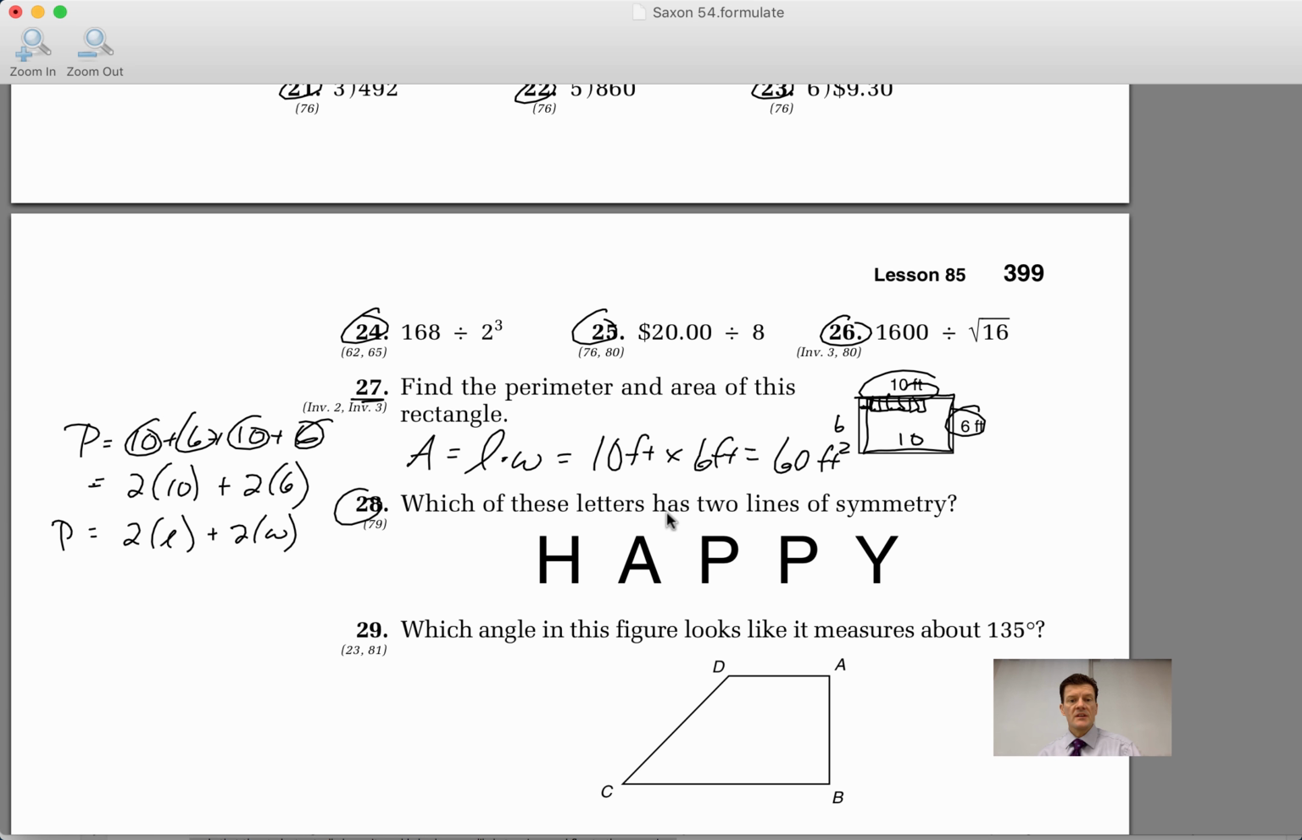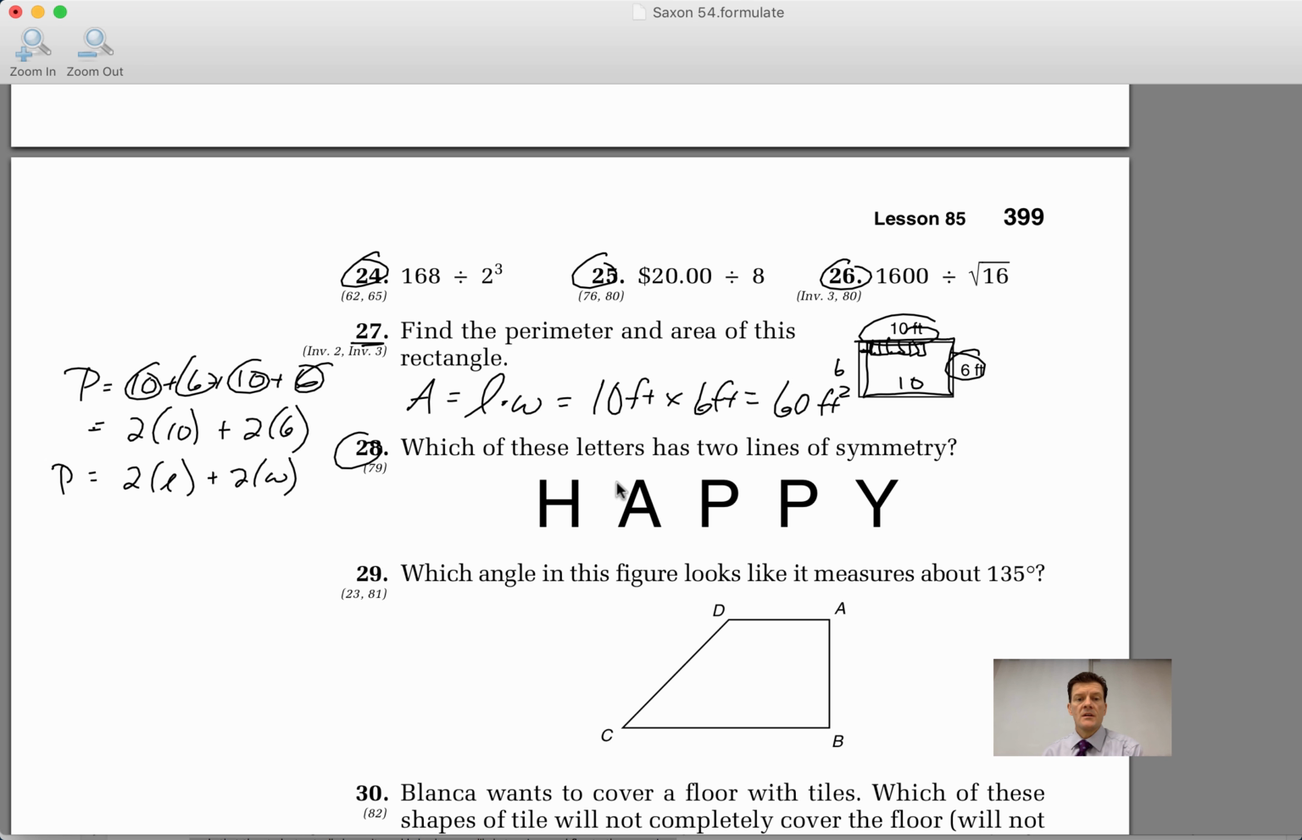28, which of the letters has 2 lines of symmetry? Oh, 2 lines of symmetry. Well, the A here has 1 line of symmetry right down the middle. That would split it into 2 equal halves. P doesn't look like P has any lines of symmetry. No, nothing there. Y has a vertical line of symmetry. P does not. Y and A have a vertical line of symmetry.